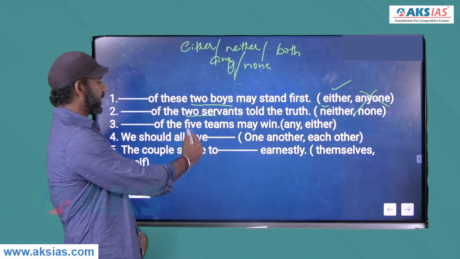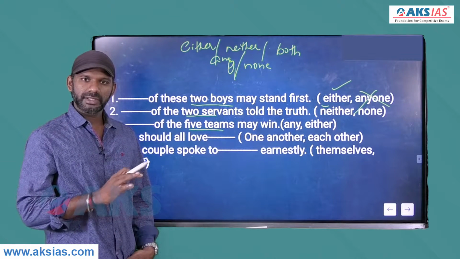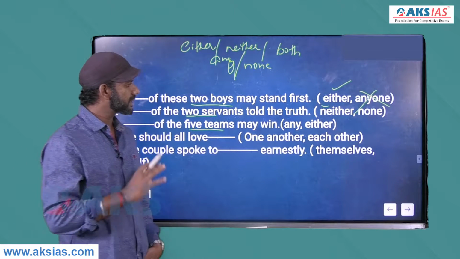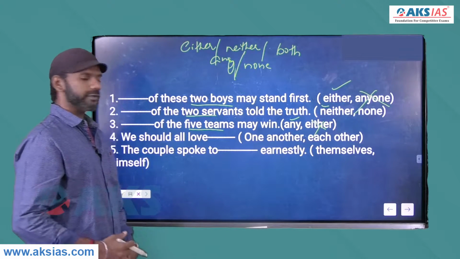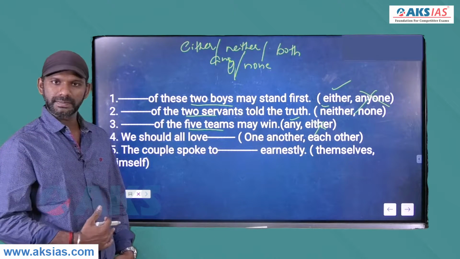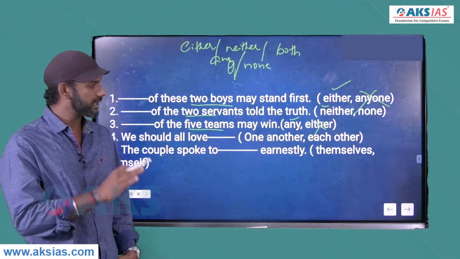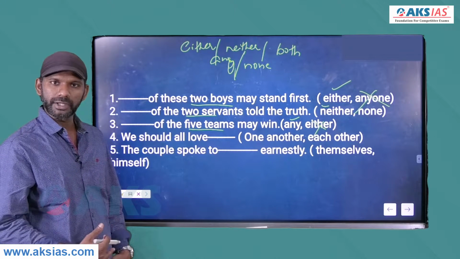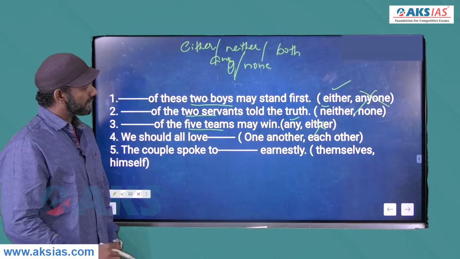Dash of the five teams may win. In this sentence, we are talking about five entities. As five entities are there in this statement, it cannot be either, it must be any. Any of the five teams may win. That means only one team wins, but five entities are there, so we cannot go for either, we have to use any. Any of the five teams may win. Come to next one.